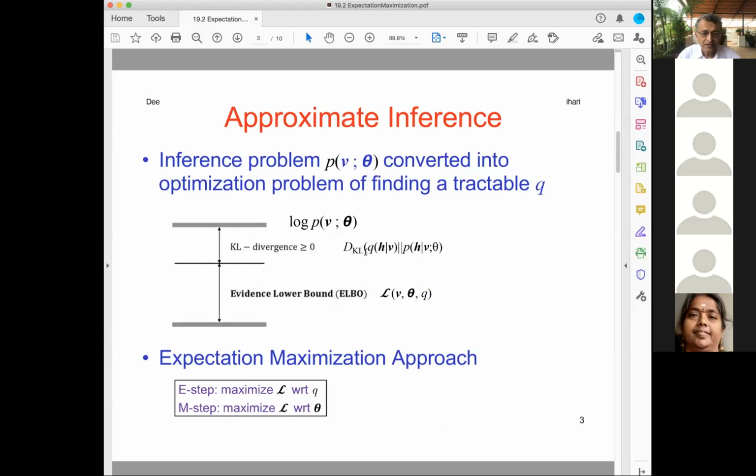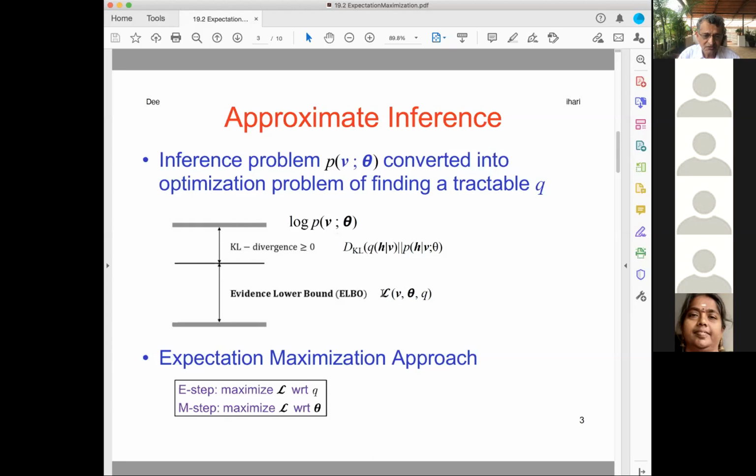Let's take it that this Q of H given V, the distance between that and P of H given V, is as small as possible, ideally equal to 0. In which case, this evidence lower bound L of V, theta, Q is exactly equal to log P. Okay, so this is referred to as KL divergence. We'll see this one more time, and I'll remind you of the derivation that led us to this.